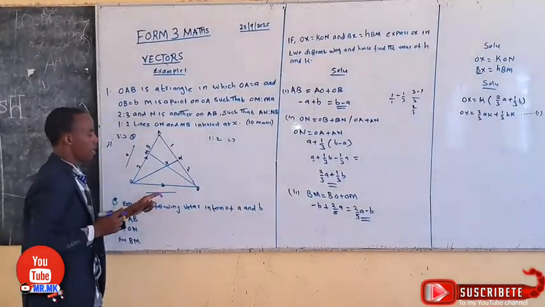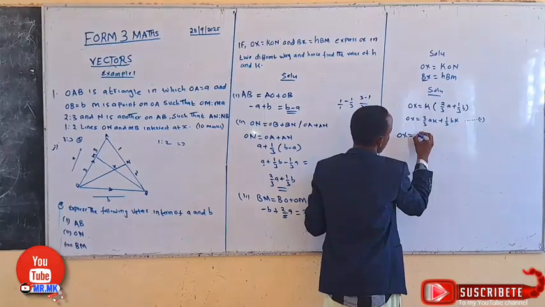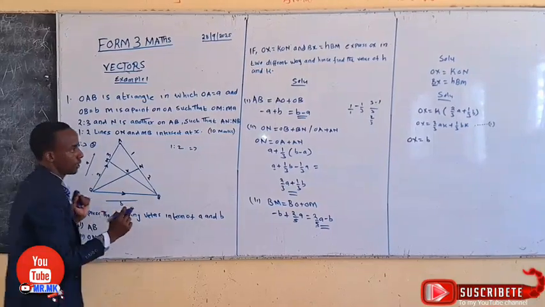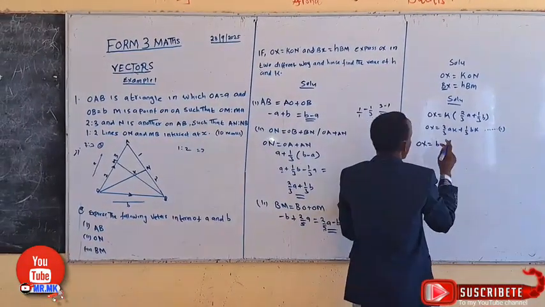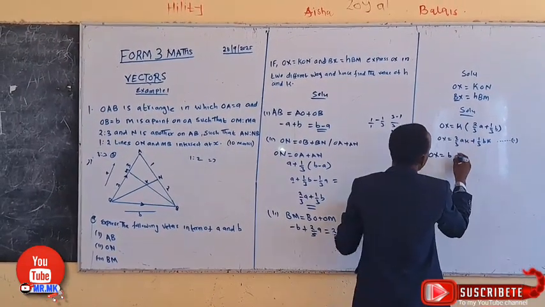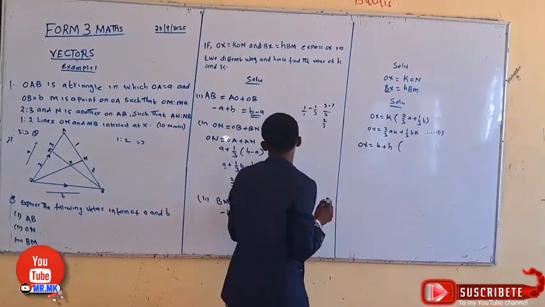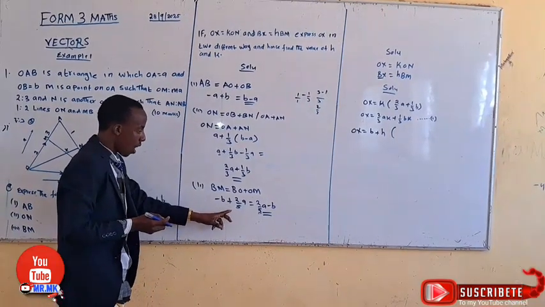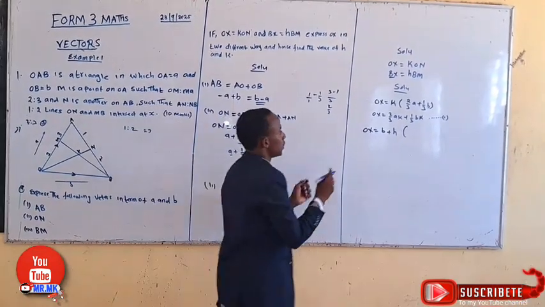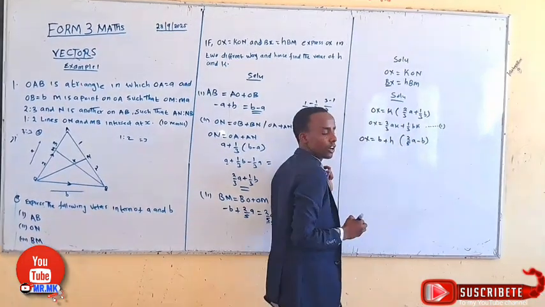OB is vector B. OX is equal to OB plus BX, and we are moving with the direction. OB is vector B. Now plus H, close the bracket, BM. What is our BM? We have got it here. Our BM is 2 over 5 A minus B.